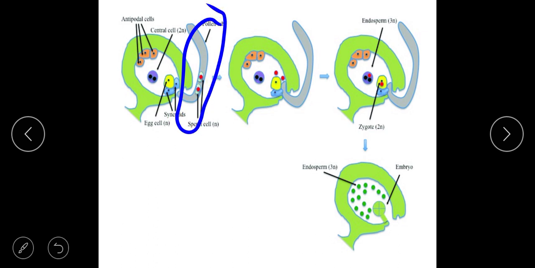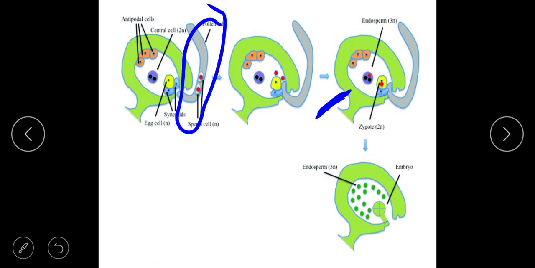This pollen tube consists of two male nuclei, the red ones. In the second diagram you can see the pollen tube has entered through the micropyle, and out of these two nuclei, one fuses with the egg, and the other one fuses with the two polar nuclei, which have come from the two poles and aligned themselves in the center. Then you can see the triple fusion. Here the triple fusion has taken place.